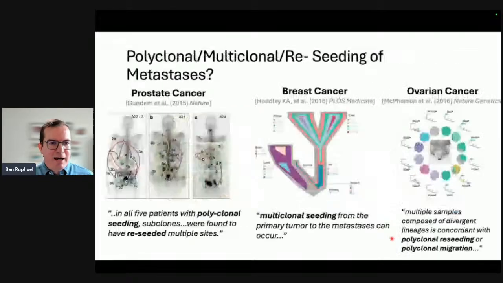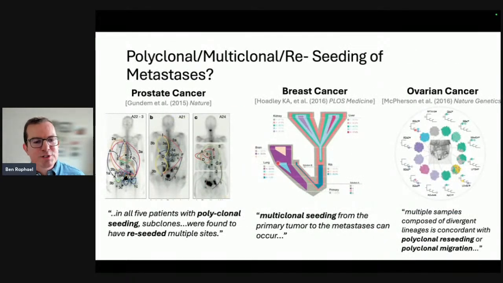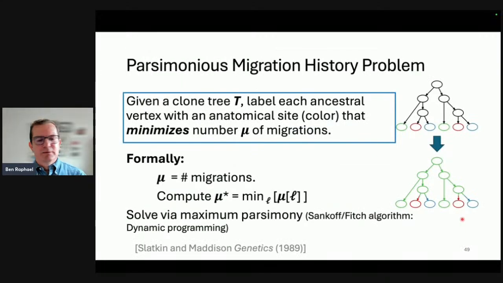Okay? So when they did this, they started reporting all sorts of crazy stuff. Here's a prostate tumor where each of these arrows is a migration, an inferred migration from the primary tumor in the prostate to various other anatomical sites. Another patient, another one, you can see all this crazy stuff. Breast tumor, what they call multiclonal seeding, polyclonal reseeding, where cells come back to the primary tumor of origin. And so migration happening all over the place through the bloodstream. And so we were interested in looking further at this.